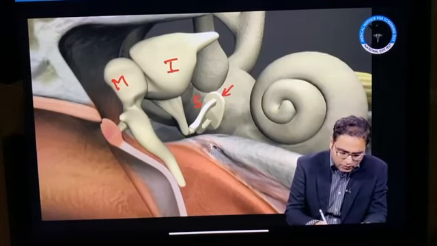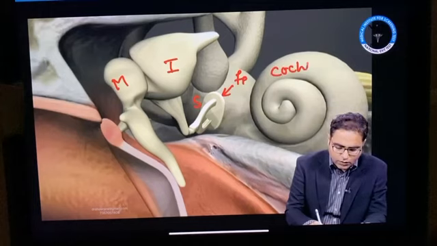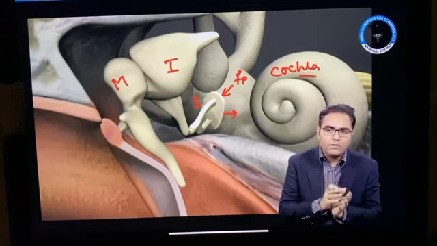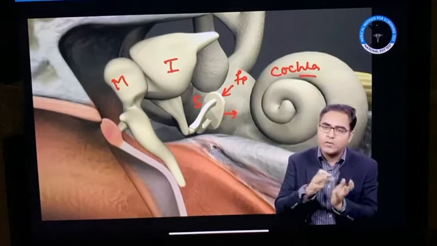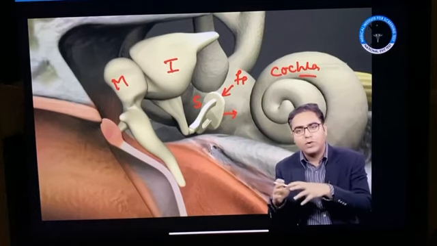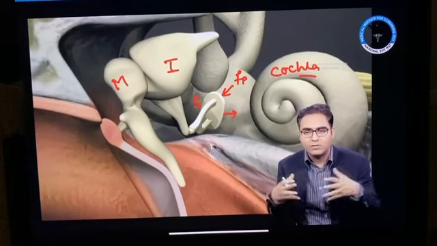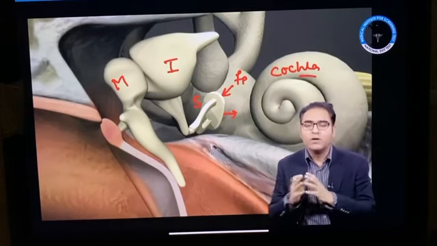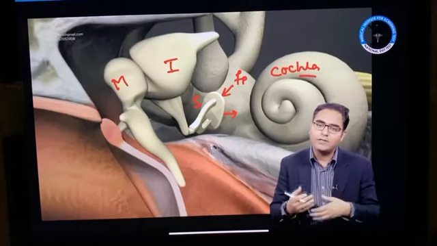This is the footplate of stapes. This is the cochlea. Can you see the footplate of stapes attached at where? At the cochlea only. So I think you can understand that the footplate of stapes is attached to the cochlea. So the origin of the cochlea is the same as the origin of the footplate of stapes. So they share the source of origin. The footplate is developing from the otic capsule, which is neuroectodermal. So that will tell us the development of the cochlea also.